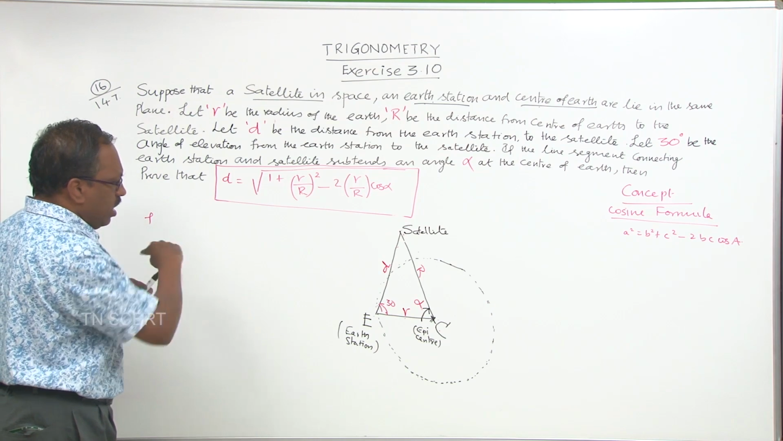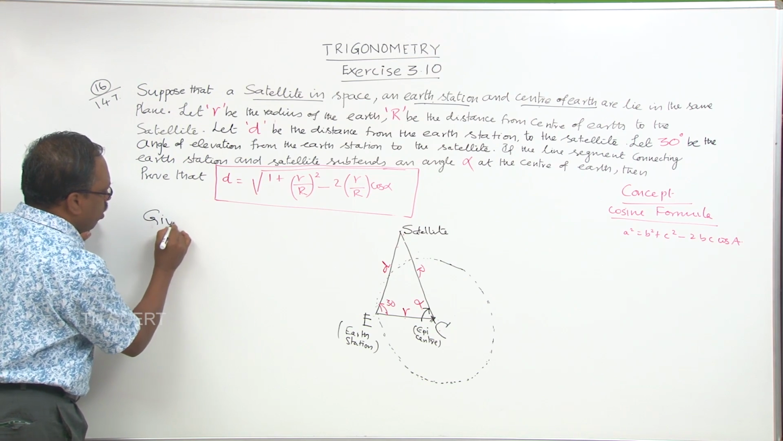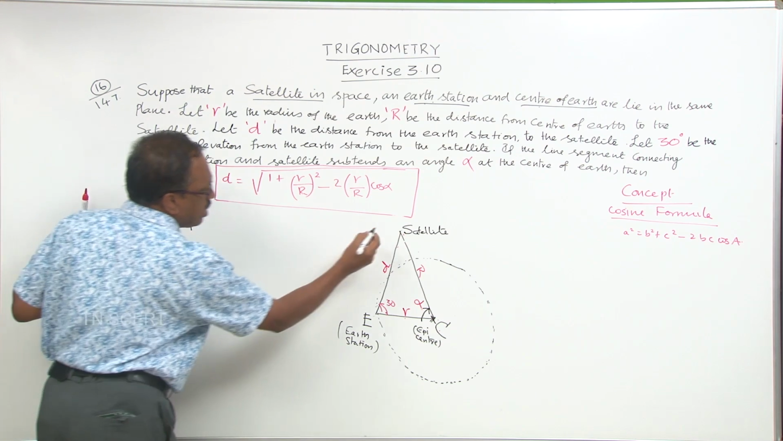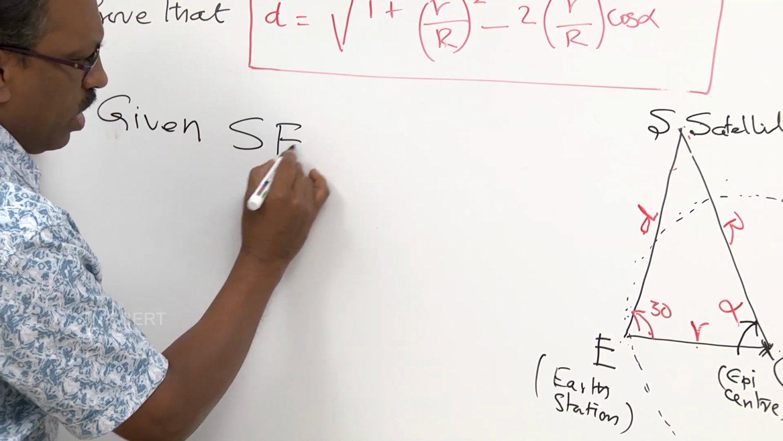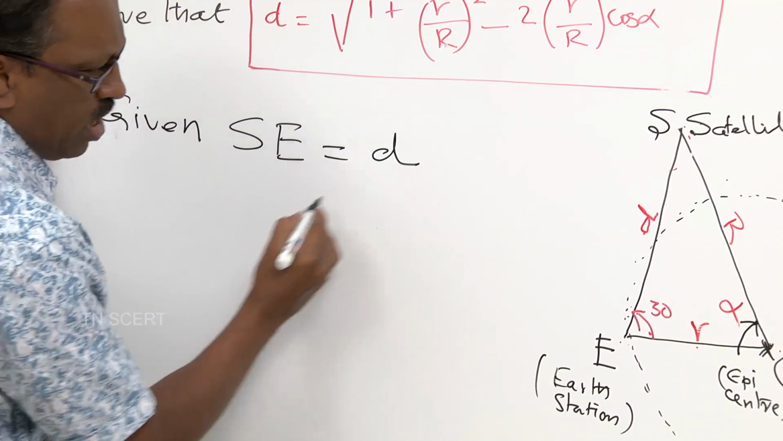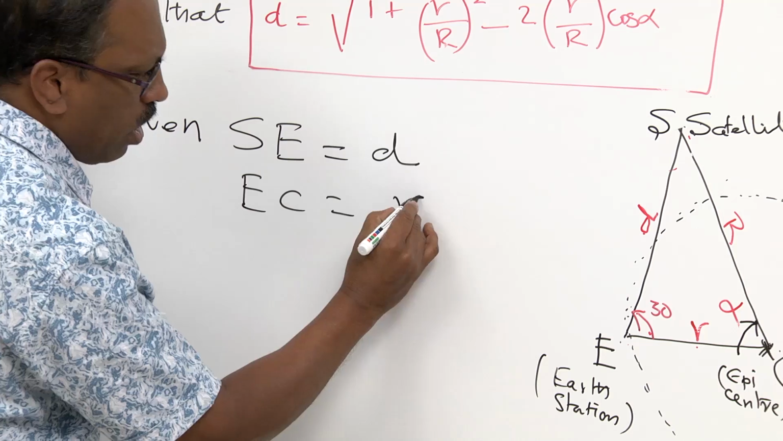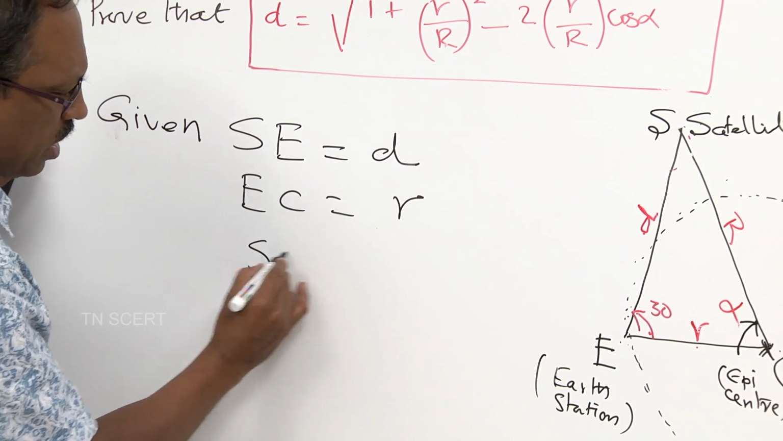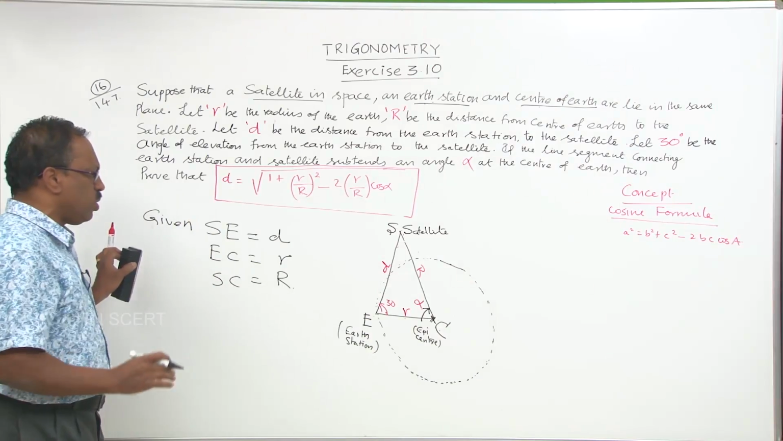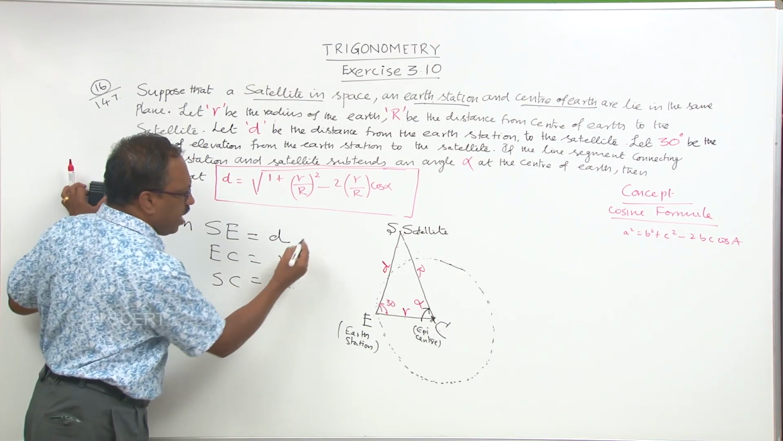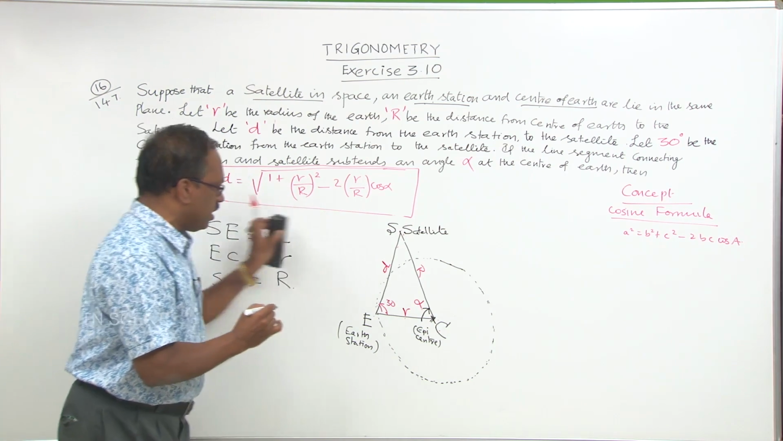So let me note down what is given. Take this as capital S. So S to E is nothing but small d, E to C is nothing but small r, and S to C is nothing but capital R. All these things you can note down. These are the given data. So we can take it this way.